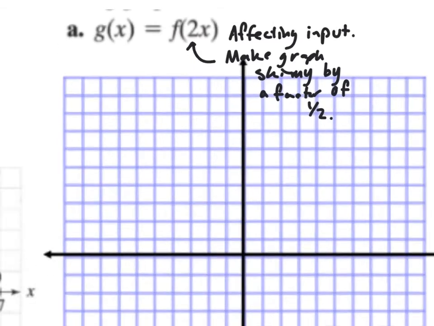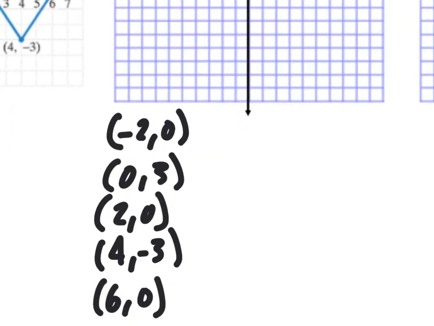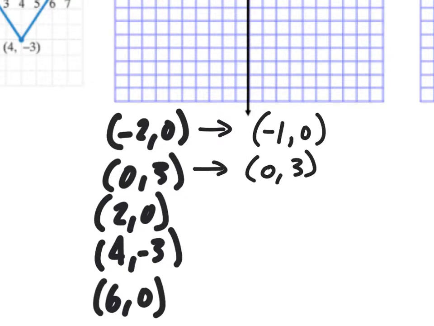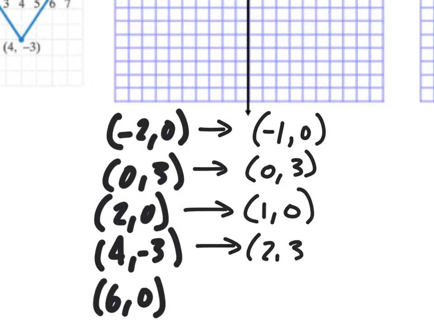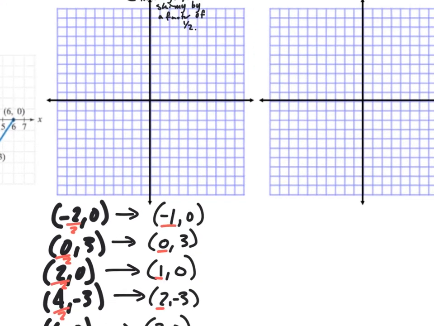So what I'm going to do, because we are affecting that graph by 1/2 and it's going to be skinny, is take each of our x values and divide them by 2, or multiply by 1/2. So this gives me the point -1, 0. This gives me the point 0, 3. This gives me the point 1, 0. This gives me the point 2, -3. And this gives me the point 3, 0. All I did was take each of my x values and divide them by 2 to get my new x values. Now I'm going to plot these points on this graph.